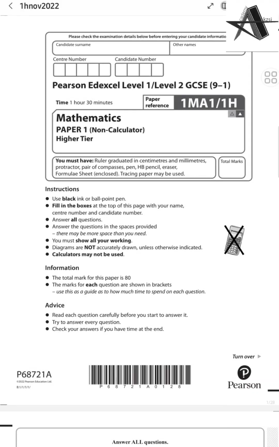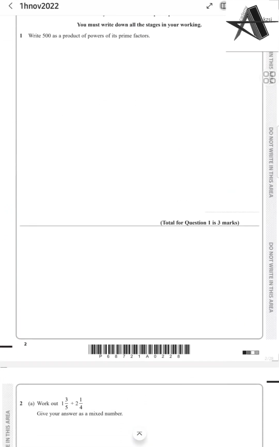Today we are doing Mathematics Paper 1 Non-Calculator Higher Tier. Let me start with the first question. Write 500 as a product of powers of its prime factors.